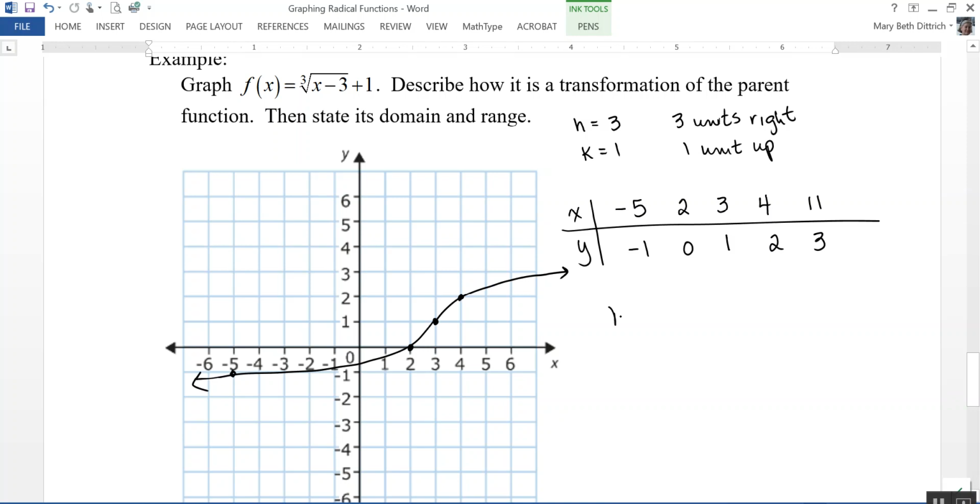Okay, so my domain of this is all real numbers, and my range is also all real numbers.